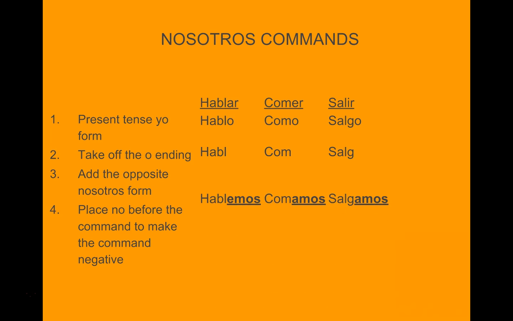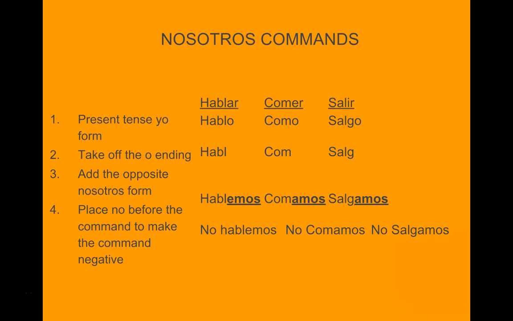So for AR verbs, to tell someone, let's speak, would be hablemos. For comer and salir, comamos, salgamos. We add AMOS to ER and IR verbs. And to make these negative, you simply add a no before. So let's not talk, let's not eat, let's not leave. No hablemos, no comamos, no salgamos.